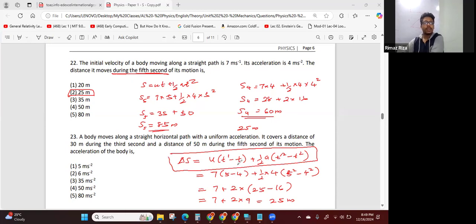You can apply it for any time gap. Like the distance traveled within the last 2 seconds means we have to take here 5 and here 3. So this can be used only for the same object at different time locations. Okay.